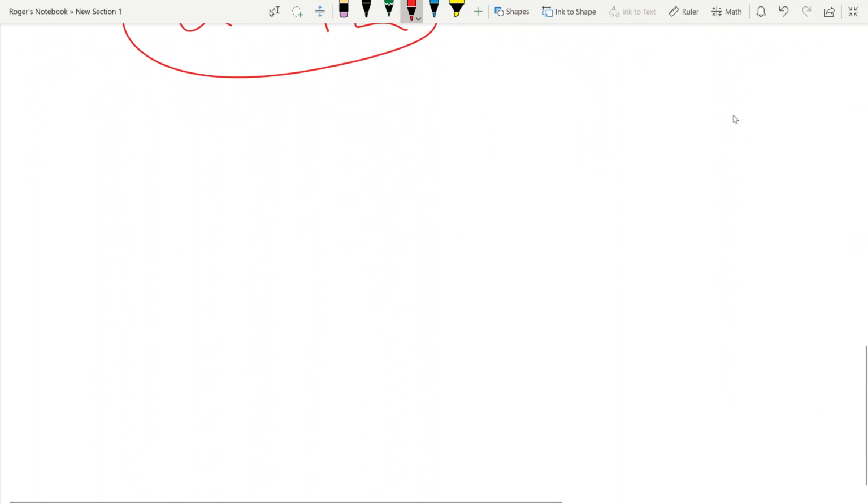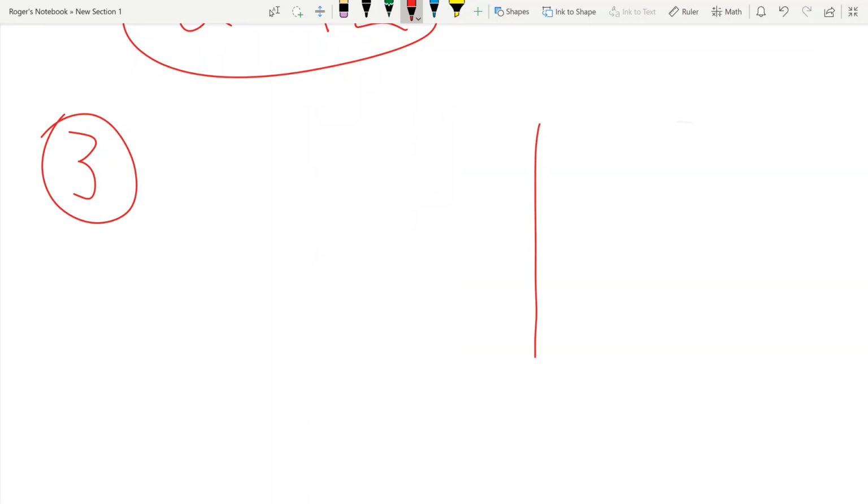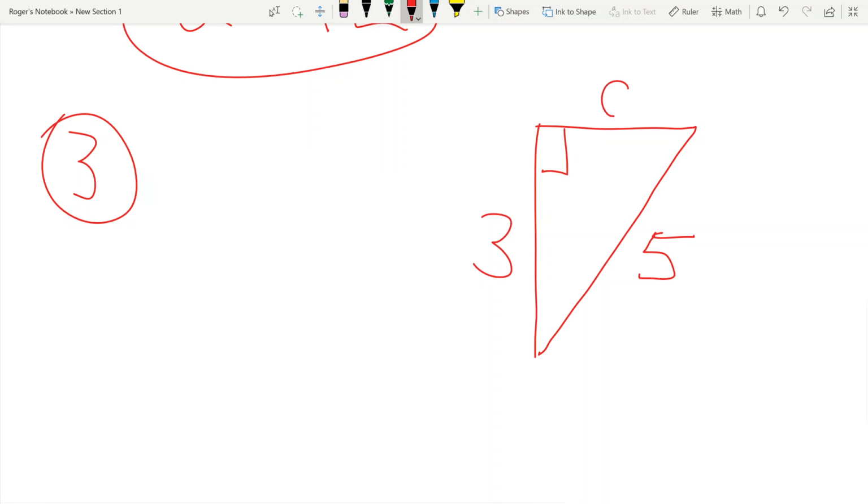Another Pythagorean triple. Example number 3. Let's draw another right triangle here. Let's draw it like this. Let's say that this is 5, this is 3, and this is A. Find A.